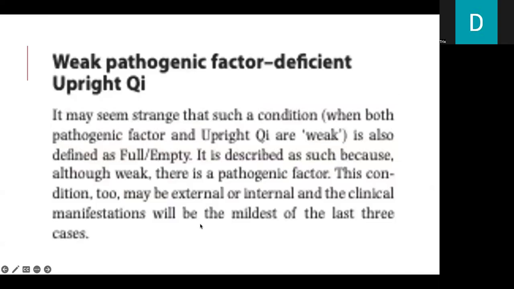A weak pathogenic factor and deficient upright chi: it may seem strange that such a condition, when both pathogenic factor and upright chi are weak, is also defined as full empty. It is described as such because, although weak, there is a pathogenic factor. This condition too may be external or internal, and the clinical manifestations will be the mildest of the last three cases.